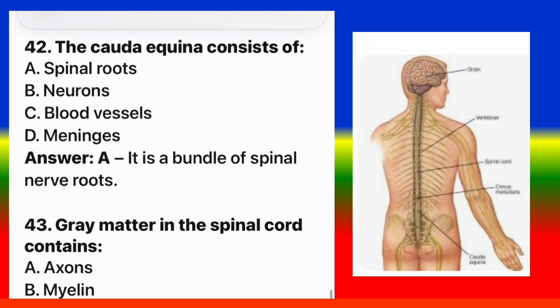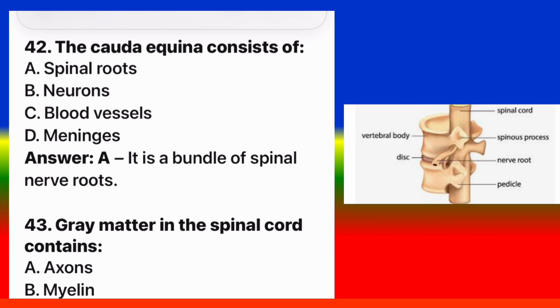42. The cauda equina consists of A. Spinal roots, B. Neurons, C. Blood vessels, D. Meninges. Answer A. It is a bundle of spinal nerve roots.